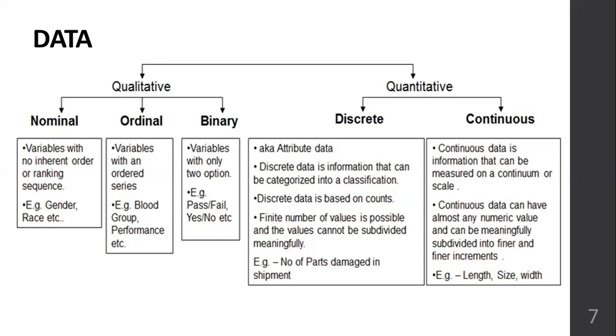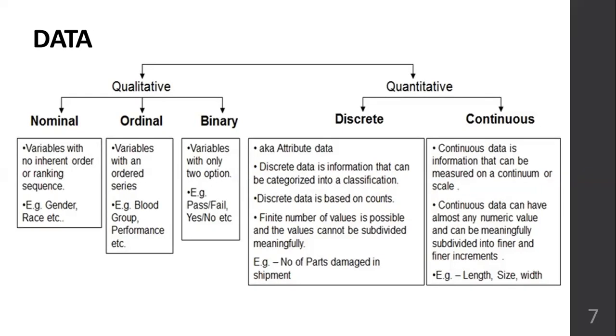Continuous data is where decimals have a value. It's a continuum. Continuous data can have any numerical value, and it can be subdivided into finer and finer values. Like 1 is a numerical value, but 1.1 is also a numerical value. That 0.1 is a subdivided segment that also has a value.